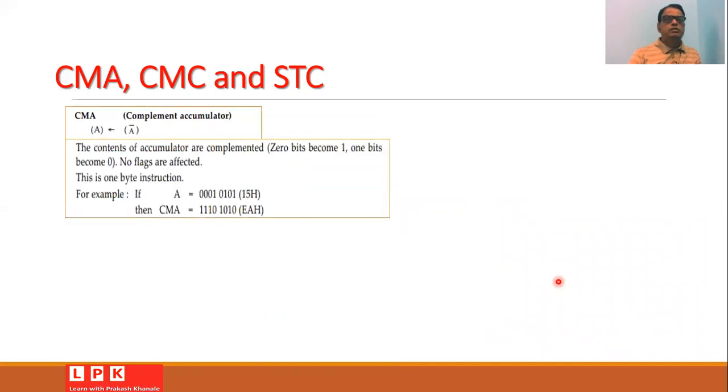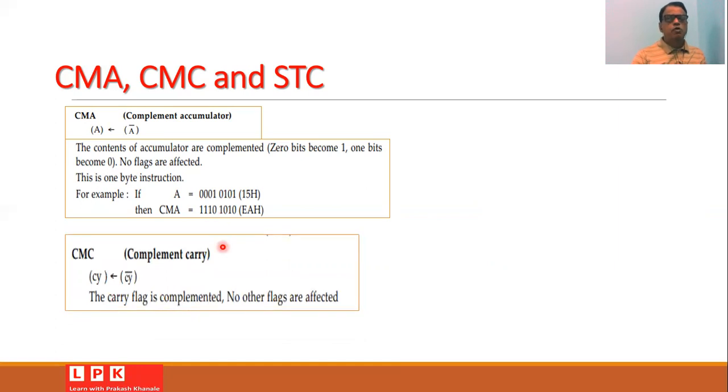Another instruction is the complement instruction. This instruction is used to complement the content of the accumulator. That is, 0 is being replaced by 1 and 1 is being replaced by 0. This instruction is written as CMA, where the content of the accumulator is complemented. That is, 0 bit becomes 1, 1 becomes 0, and no flags are affected. So for example, if the content of the accumulator is 0001 0101, then after CMA, we will have 1110 1010.